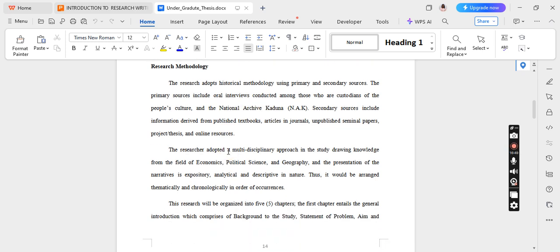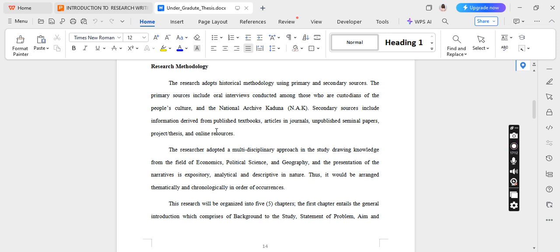Now research method is that what are the methodologies you employed in order to get a solution for that particular topic? What are the steps you took? So they say the research adopts a historical methodology using primary and secondary sources. So this is your method you use in carrying out this research. That is, I use both primary and secondary sources.